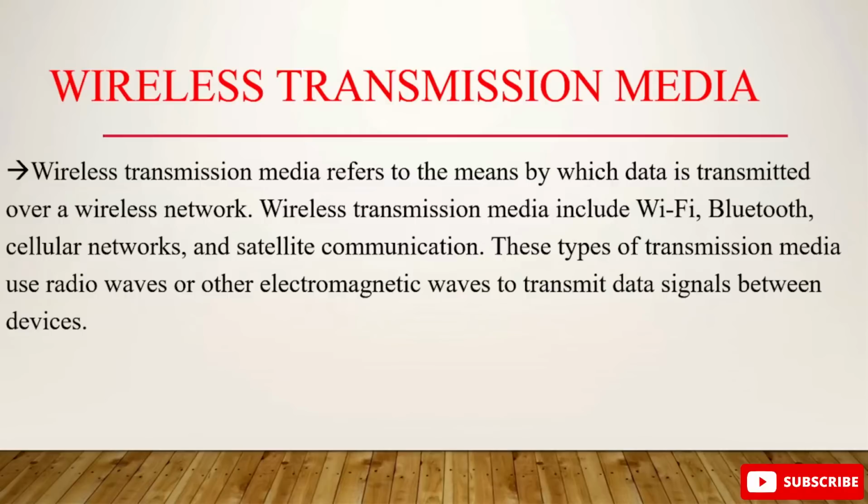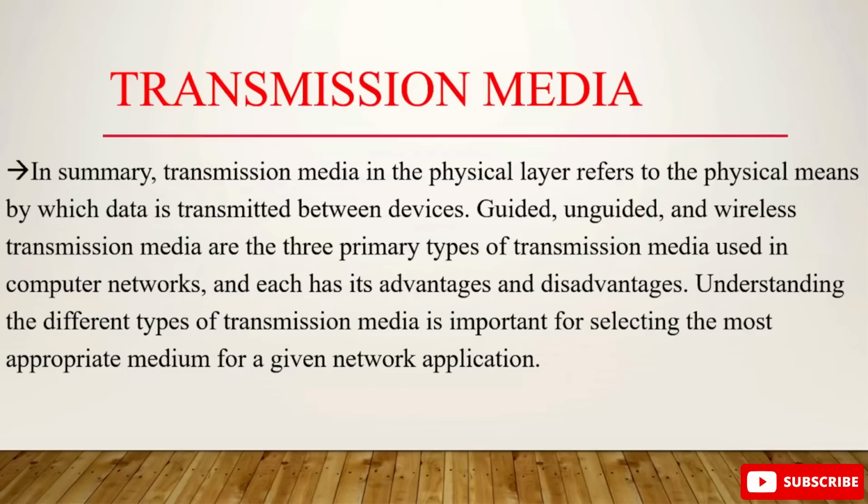Next, we have wireless transmission media. Wireless transmission media refers to the means by which data is transmitted over a wireless network. Wireless transmission media include Wi-Fi, Bluetooth, cellular network, and satellite communication. These types of transmission media use radio waves or other electromagnetic waves to transmit data signals between devices.